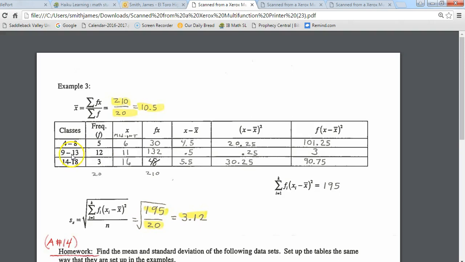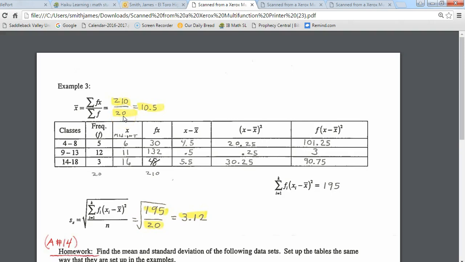The mid-interval for this class is 11. The mid-interval here is 16. So this is my list of data. These are my x values. From here, it's going to be the exact same thing as what I just did in example 2. So I'm going to start by finding my mean. The same way you would always find the mean, I do each term times its frequency, and I add all those together to get the sum of all of my data. So that 210 is the sum of all of my data.